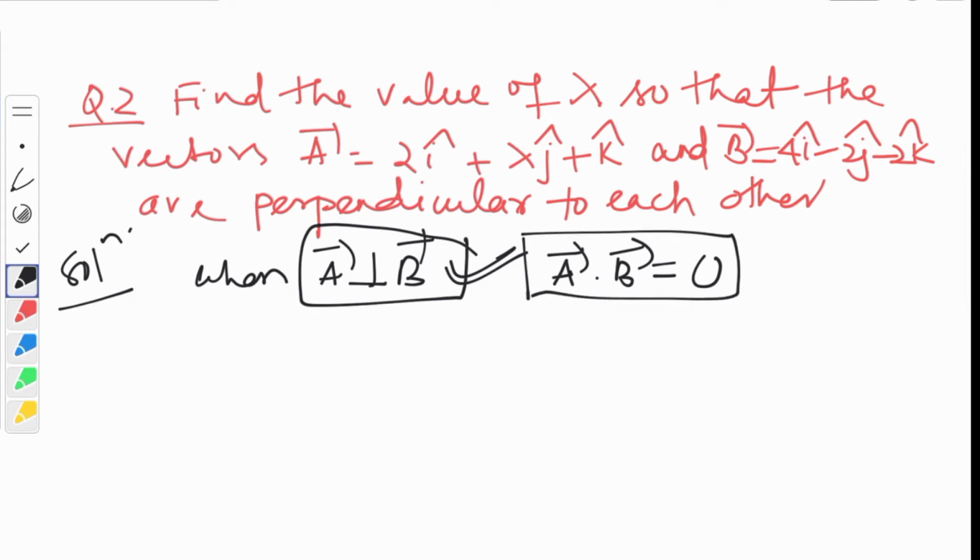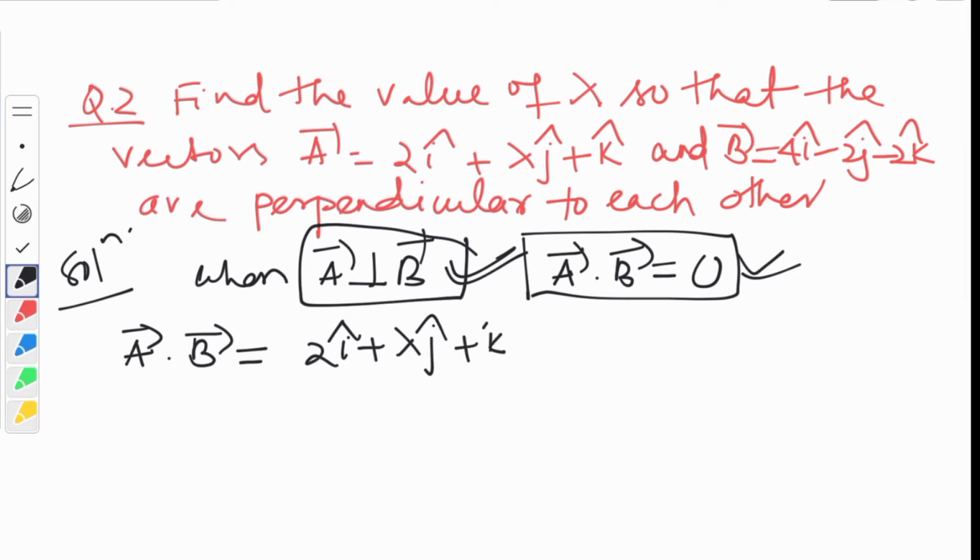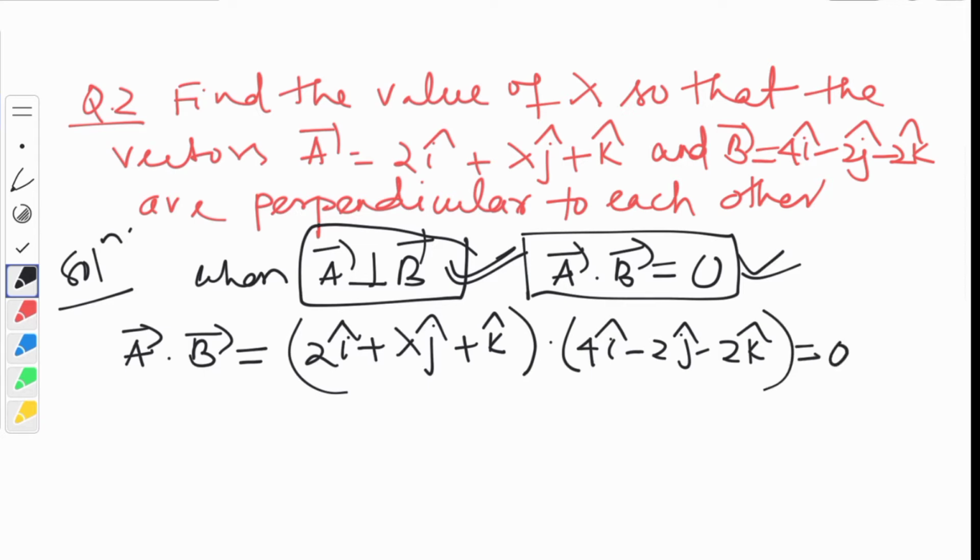This is a simple thing, and we have also discussed it under the properties of the dot product, or scalar product. So we'll apply this. Now let us find out the dot product of vector A with vector B. I'm not repeating all the theory again and again. 2i cap plus lambda j cap plus k cap. You can find out what is ax, bx and ay, by, az, bz. These are simple things. So 4i cap minus 2j cap minus 2k cap. It has to be 0 if both the vectors are perpendicular to each other.